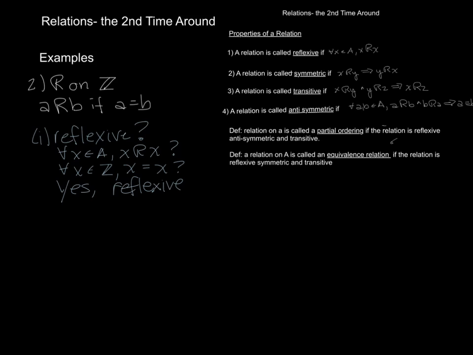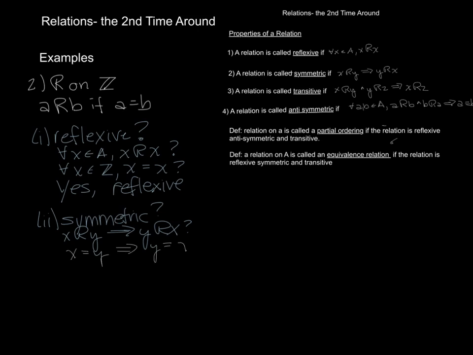Next, we'll consider if this relation is symmetric. And just to remind ourselves, symmetric means if x is related to y, then y is related to x. And we're going to ask, is this true of this relation? So we'll plug in our particulars. If x is related to y, does that imply y is equal to x? And for integers, yes, that is true. So this relation is symmetric.